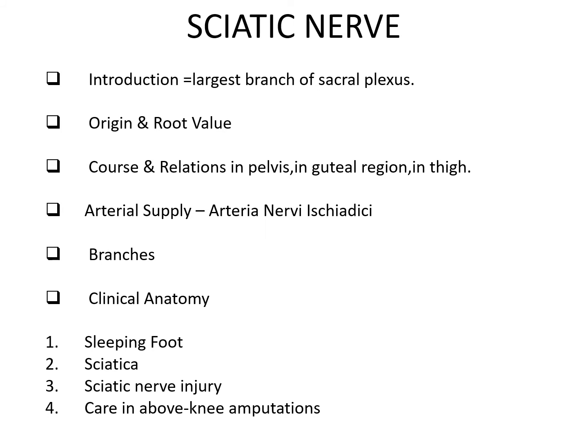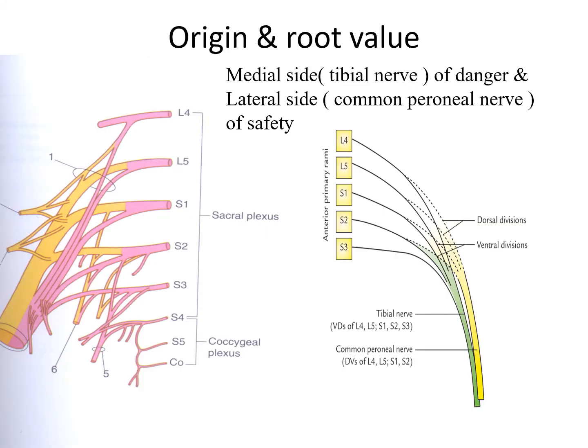Arterial supply: the arteria nervi ischiadici is a branch of the inferior gluteal artery. It supplies the sciatic nerve itself. Branches of the sciatic nerve: there are two terminal branches, the common peroneal nerve and the tibial nerve. Applied anatomy or clinical anatomy: foot drop, sciatica, sciatic nerve injury, and care in above knee amputation. So these were the introduction of the sciatic nerve.